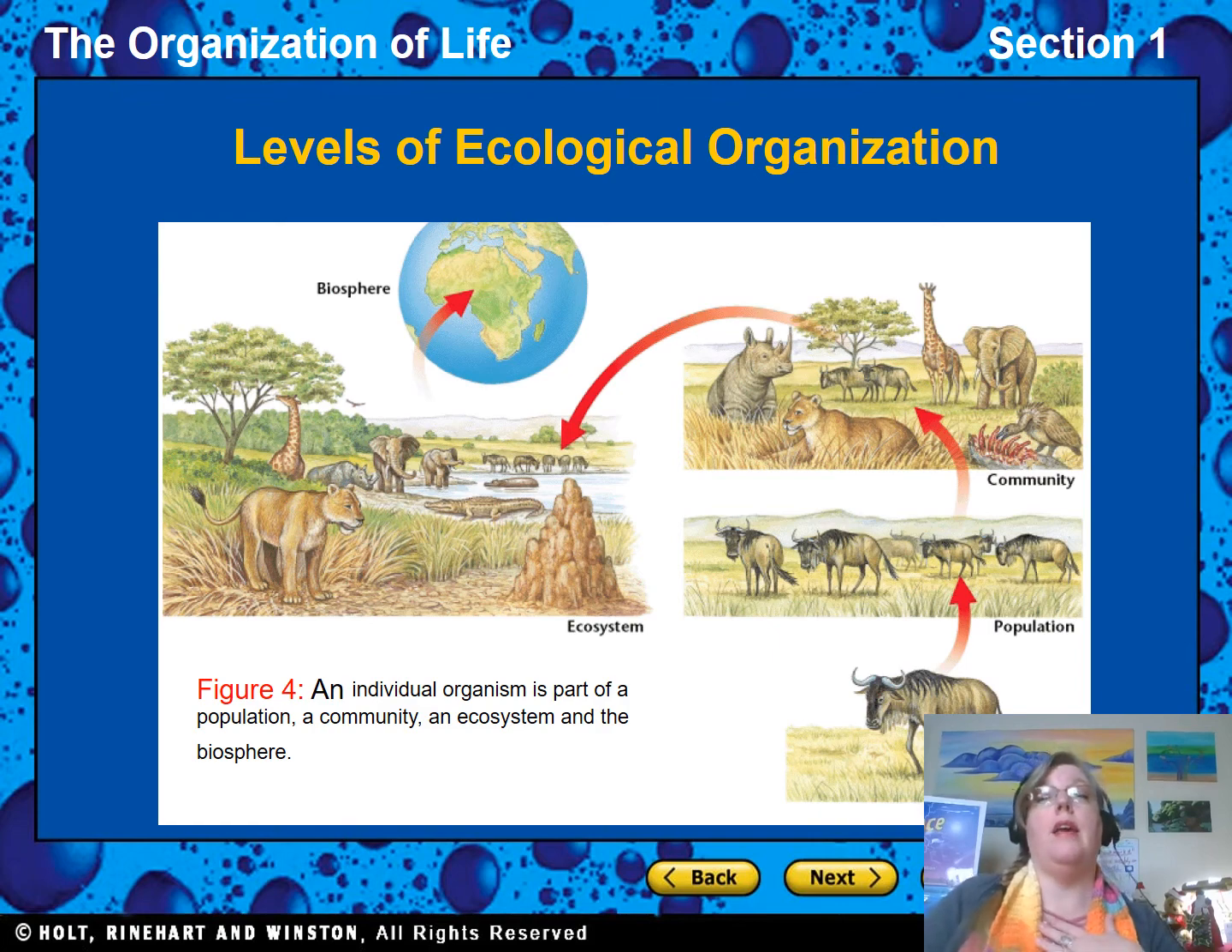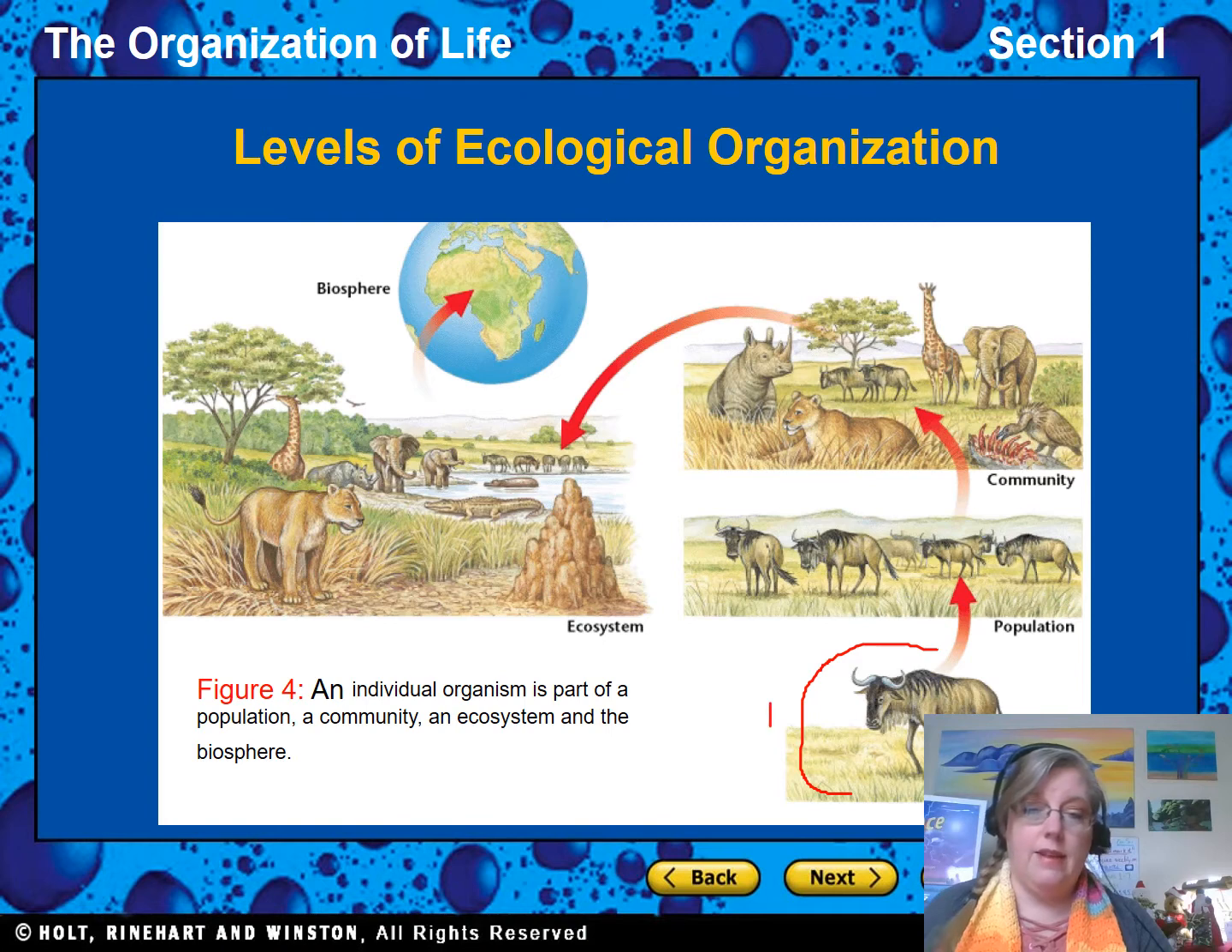For ecology, we start at the whole organism. Like right here in this picture, we have a wildebeest, down here on the bottom. A wildebeest. Let's say his name is Bob. This is Bob the wildebeest. That's a single organism.